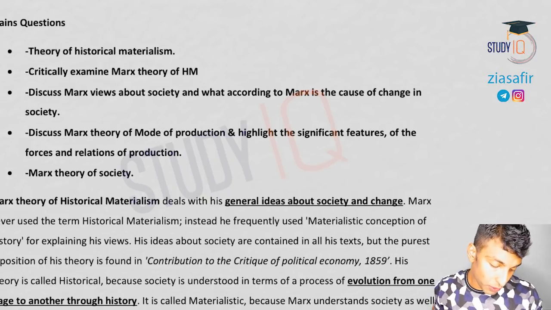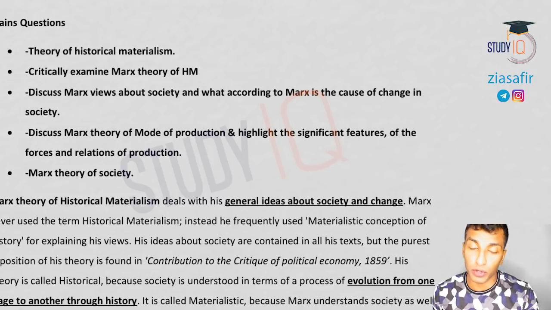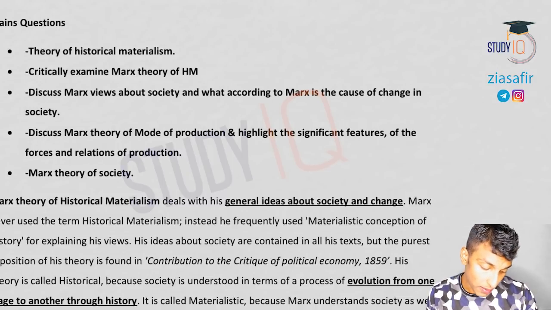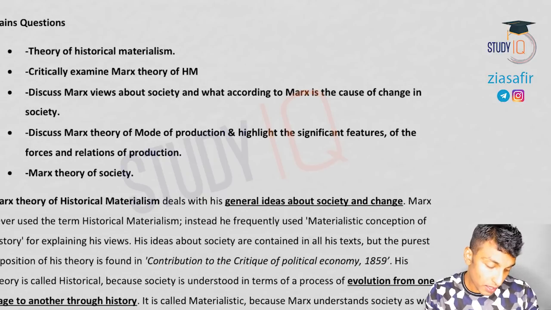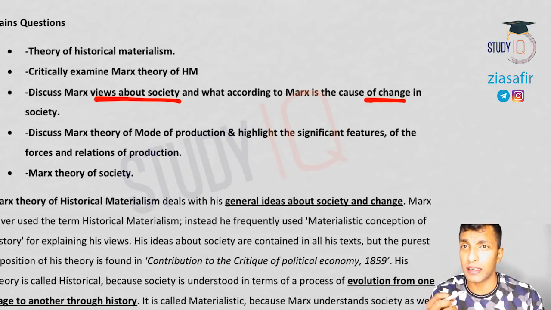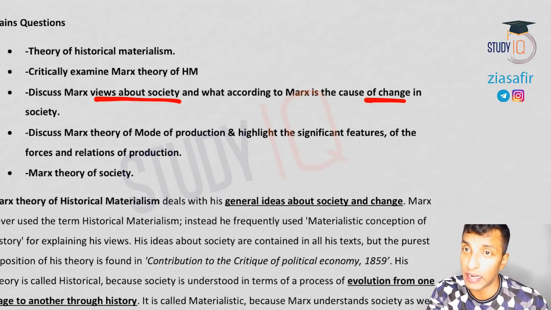Discuss Marx's views about society and what, according to Marx, is the cause of change in society. Discuss Marx's theory of mode of production and highlight the significant features of the forces and relation of production. So here, Marx's views about society and change is basically Marx's theory of historical materialism, dealing with his idea about society and change.